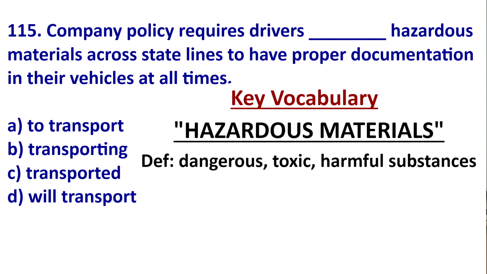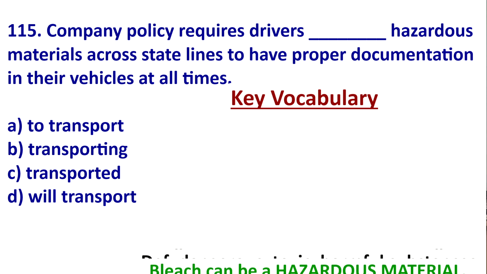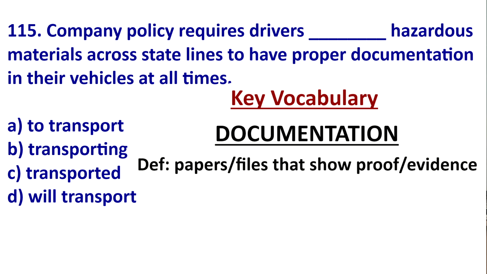The first vocabulary is hazardous materials. Hazardous means dangerous, threatening, toxic. For example, bleach can be a hazardous material. Certain glues can be hazardous. So hazardous is dangerous. The next one is documentation.